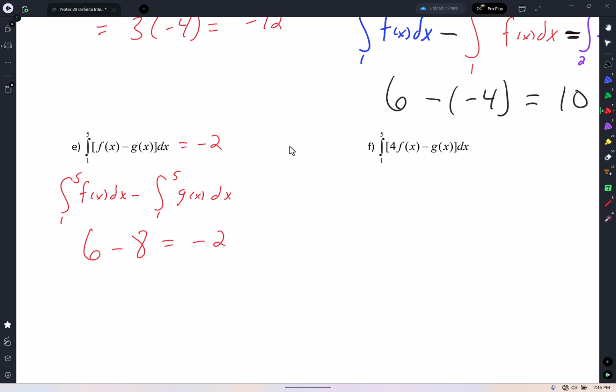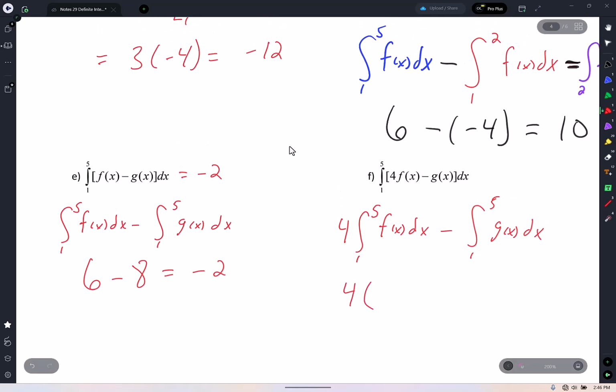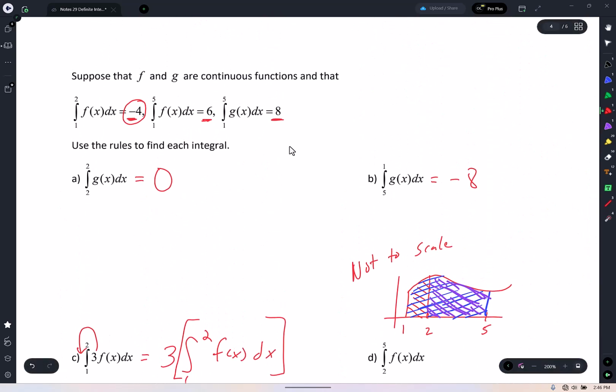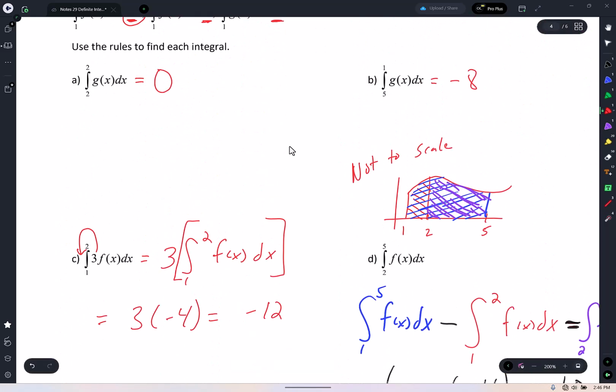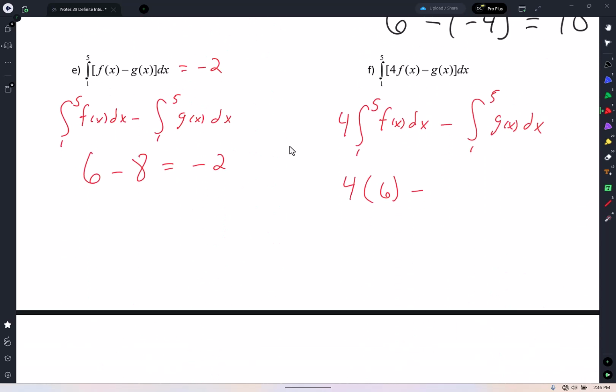All right, same thing with this. There's a 4 in front of the f of x, so we're just going to split it up. 4 integral 1 to 5 of f of x dx minus integral 1 to 5 of g of x dx. 4 times the area under the curve from 1 to 5 of f of x, which was 6, minus the area under the curve from 1 to 5 of g of x, which was 8. 4 times 6 is 24, minus 8, so 16.